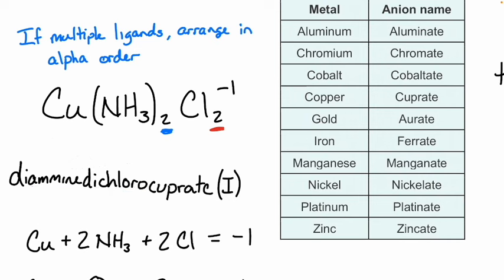Cool. So look, these things, diamine, dichlorocuprate 1, it's like, oh my gosh, what the heck, right? It's like a process, a set of rules that you got to apply in order to build that name, right? There's no memorization. It's not something that you look at and you just kind of know. You pull it together from your constants page. You build that name based on these charts here.